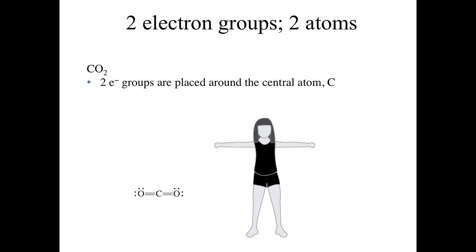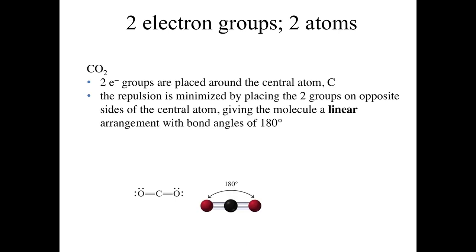Now hopefully you have come to the conclusion that if you hold your arms as straight as possible, almost like in a line fashion, they are as far away from each other as possible. And in that instance, they are 180 degrees apart. So from VSEPR theory, in order to minimize repulsion, when you have two electron groups, you will be 180 degrees from each other. This electron group arrangement, because it forms a line, is called linear. The molecular shape is also linear.